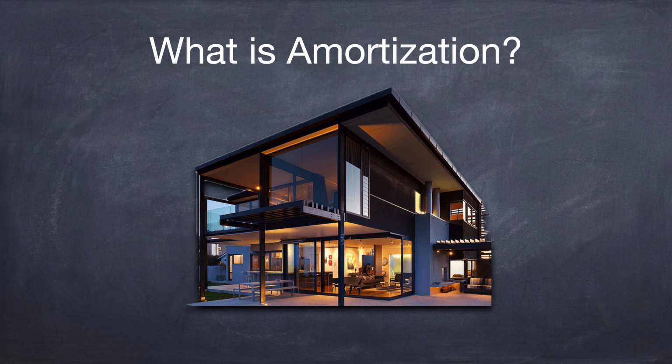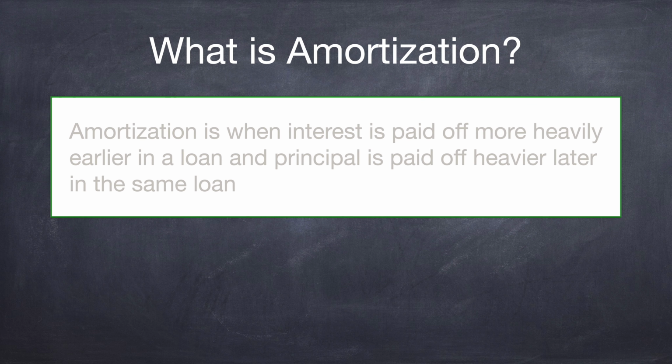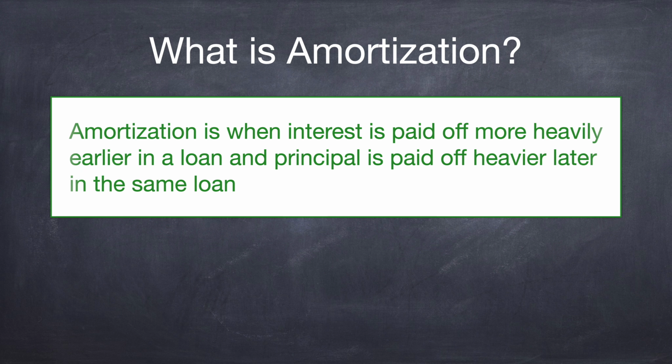So we're going to dive into the concept of amortization. Let's go ahead and just dive right in here. So amortization is when interest is paid off more heavily earlier in a loan and principal is paid off heavier later within the same loan.